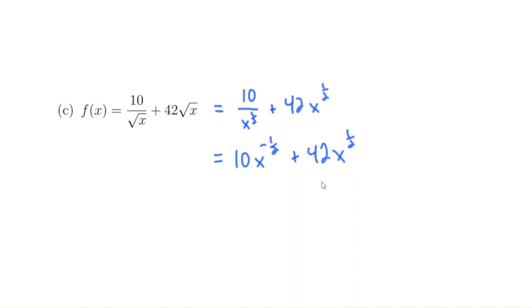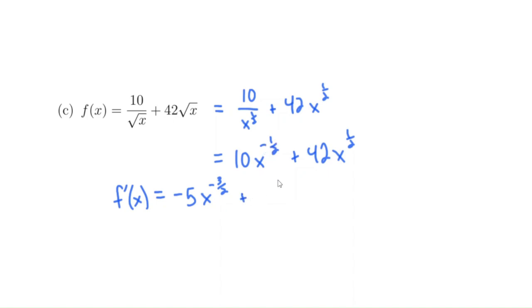That's 42 times x to the 1/2. Now, what is the derivative going to be? F prime of x. Well, we need to bring the minus 1/2 out front and multiply by the 10. That's going to be minus 5 times x to the, well, we have to lower negative 1/2 by 1. If you do negative 1/2 minus 1, that's going to be negative 3/2. Negative 1/2 minus 1 would be like negative 1/2 minus 2/2, which would be negative 3/2.